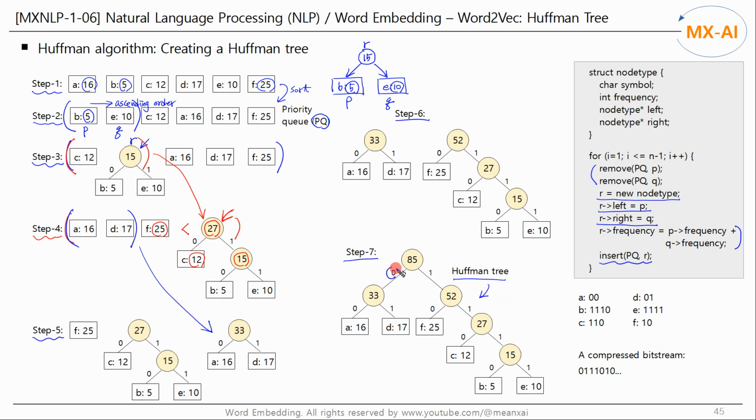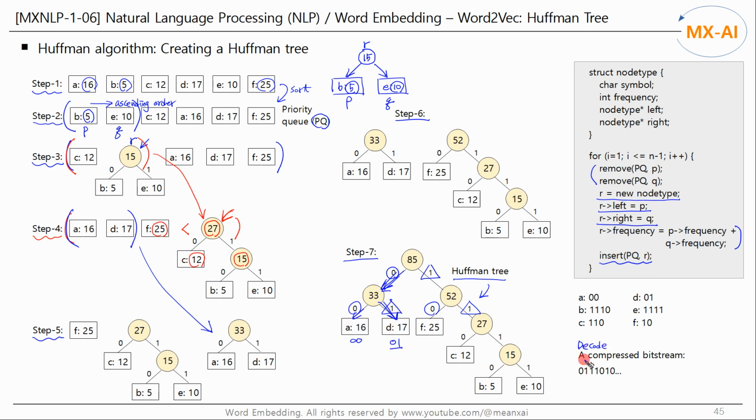Assign a 0 to every left branch and a 1 to every right branch. The sequence of zeros and ones along the path to a character's leaf node becomes its unique prefix code. A can be coded as 00, and D can be coded as 01.